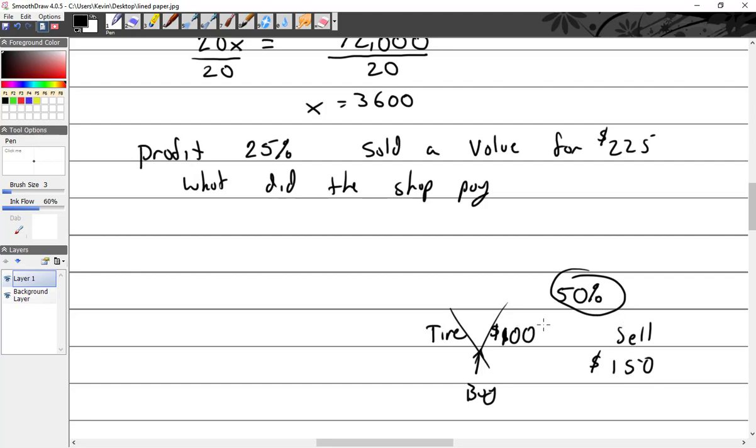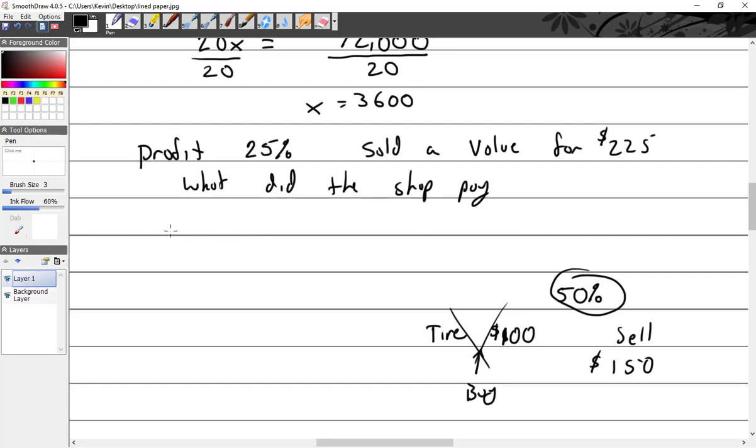Some people ask, why can't I just subtract 50%, 150 minus 50%? Because then your answer is 75. You can see that when it's a number you can do in your head quickly. But with something like 25% of 225, the answer gets hidden and your brain doesn't pick up on it. So you have to do it the right way.